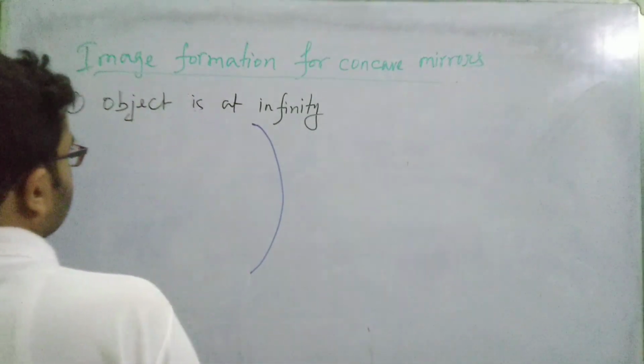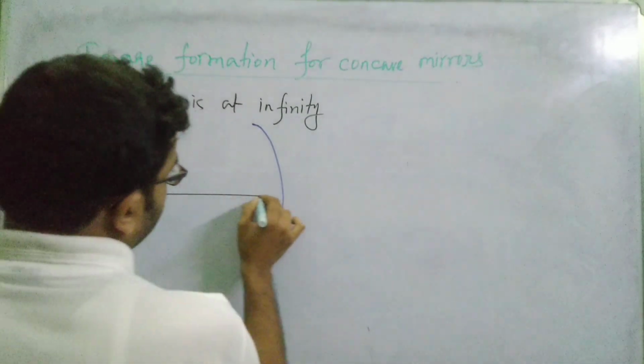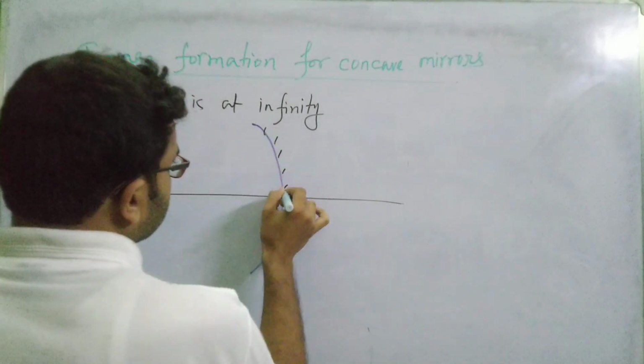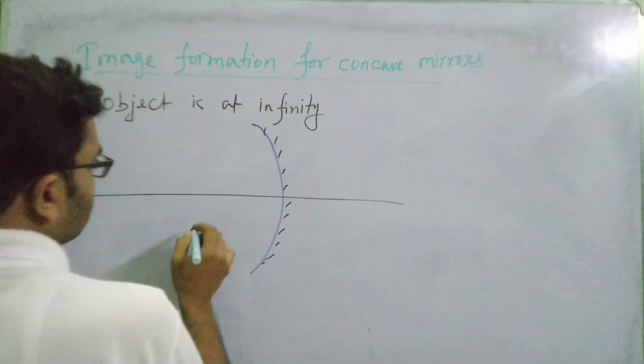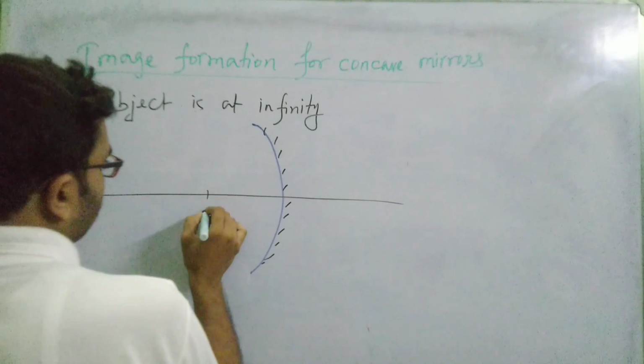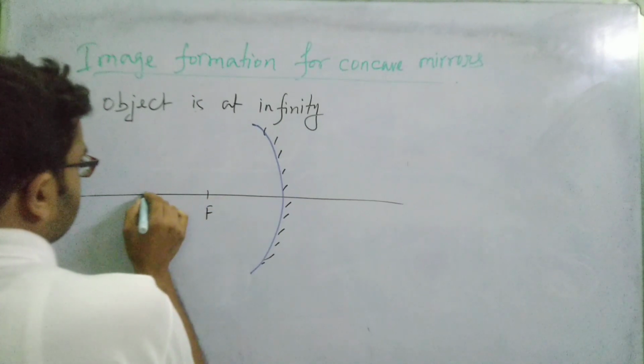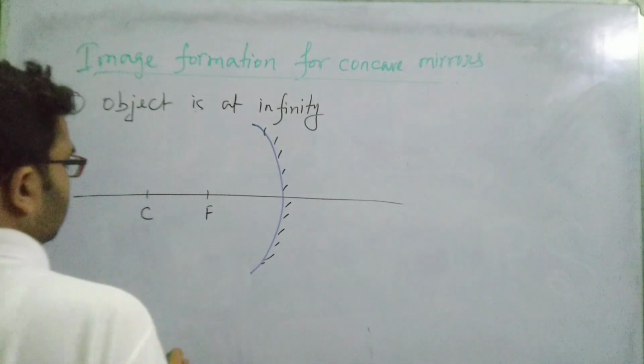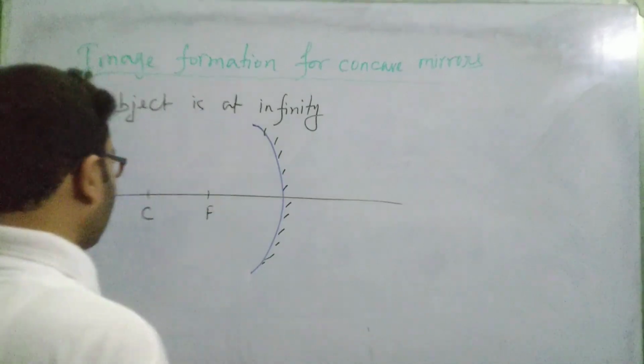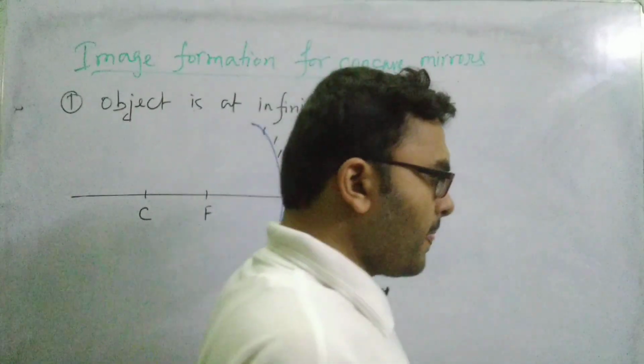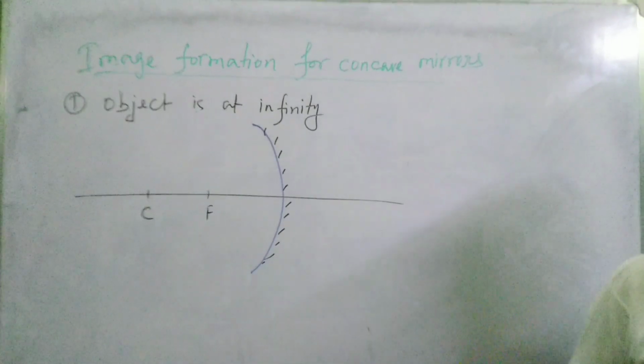Okay, so we consider a concave mirror like this, and for this concave mirror the object is at infinite distance. Let us consider that this concave mirror has a focal length of f here and twice the focal length is the center of curvature C here. Now you must be wondering how to draw these figures in your copy.